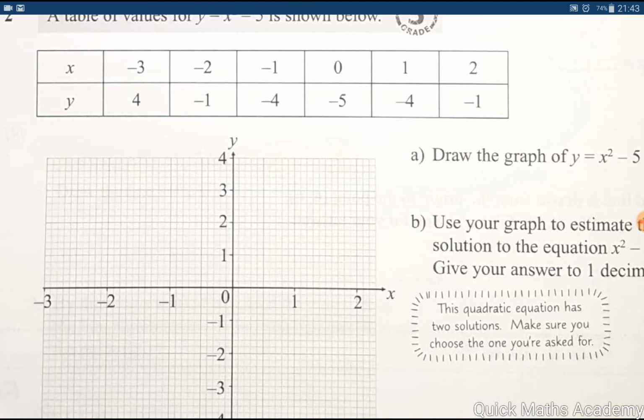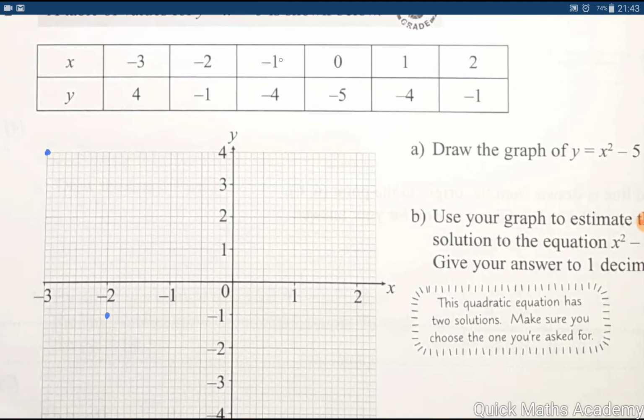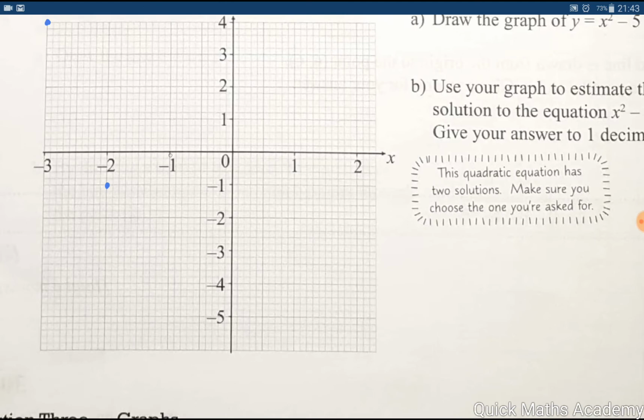So my first point in my table will be -3, 4. Okay, -3, 4, which is exactly in here. x is -3, y is 4. My second point will be -2, -1. If x is -2, y is -1, so it will be in here. That's my second point. My third point, -1, -4. If x is -1, y will be -4, so it will be in here.